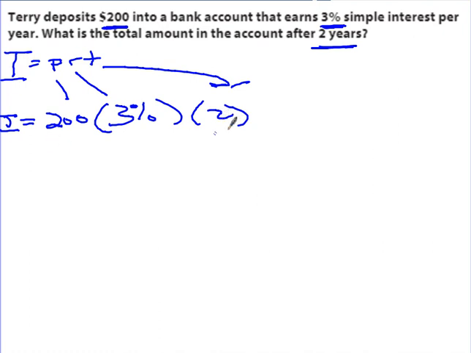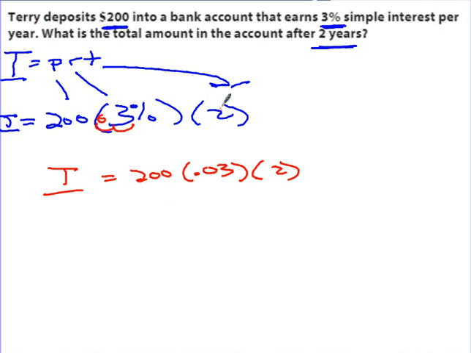So now I just got to multiply these three values, but now we have to remember that when I multiply by a percentage, I cannot leave it as a percentage. I got to change it to a decimal. So really, my interest earned equals 200 times, well, move it over twice, 0.03 times 2. And now it's just as simple as multiplying these three values.